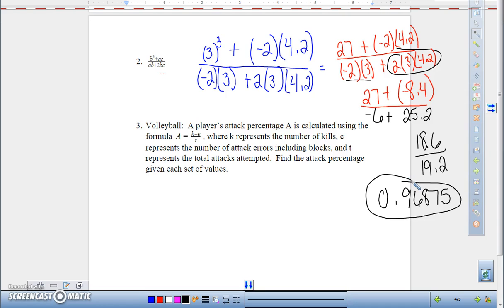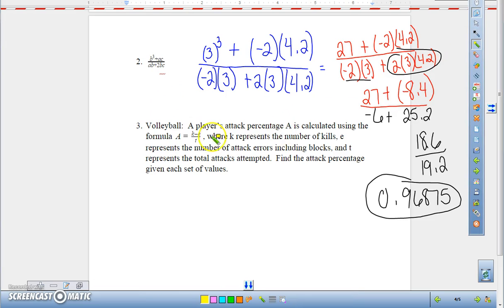It says a player's attack percentage A is calculated using the formula A equals K minus E over T, where K represents the number of kills, E represents the number of attack errors, including blocks, and T represents the total attacks attempted. Find the attack average given the set of values.